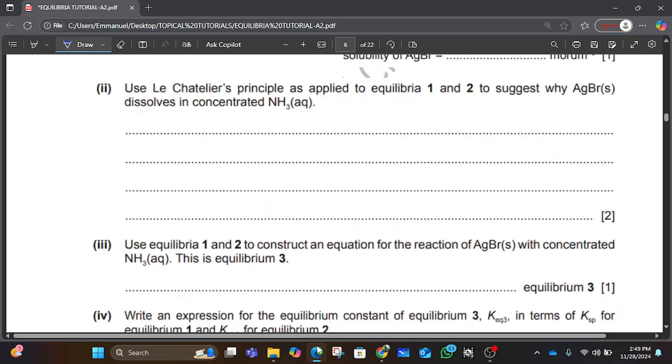So we have to say that in equilibrium 1, the Ag plus concentration decreases as the equilibrium shifts to the right side.